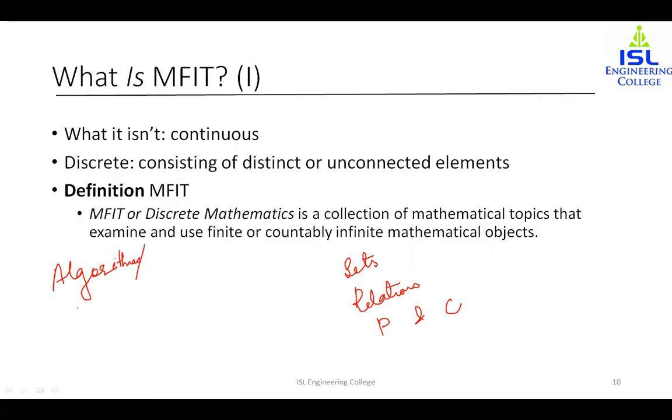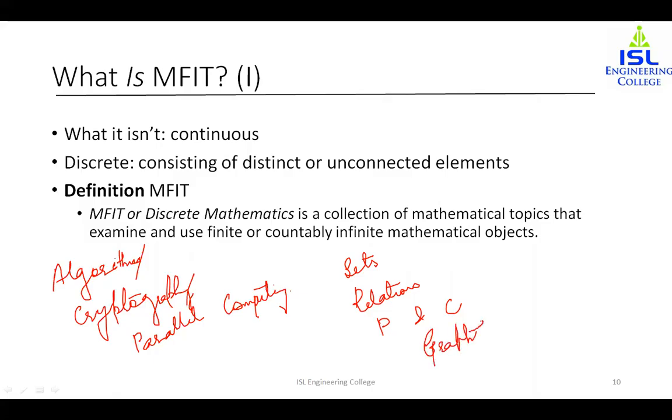and cryptography, parallel computing, etc. Most of the further branches that you will study in the next semesters use some of the concepts of discrete mathematics. Whenever I mention the term discrete mathematics, it can be used synonymously with MFIT. And modern computer science is built on these foundations, especially the topics of permutation and combinations, and graph theory, which is another important subject. They are based on discrete mathematics.